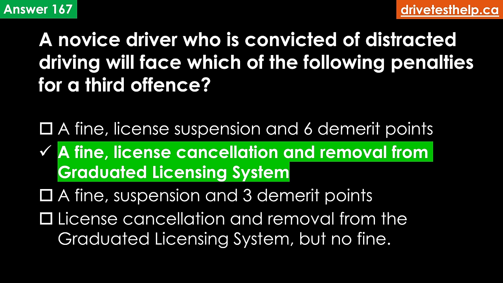A novice driver who is convicted of distracted driving will not receive any demerit points. Instead, he or she will face the following penalties. First offense, a fine of up to $1,000 and 30-day license suspension. Second offense, a fine of up to $2,000 and 90-day license suspension. Third offense, a fine of up to $3,000, license cancellation and removal from the graduated licensing system. Removal from the GLS means that the novice driver will have to begin the GLS over again to obtain a new license.